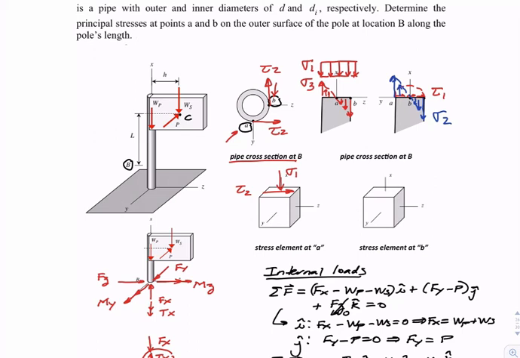So with me drawing it the way I did, in fact let me change this. Let me draw this as a tensile one, and I know that sigma 1 then was compressive, so I'll put a minus sign in front. And since sigma 2 is tensile, it's going to be a plus sign, like that.